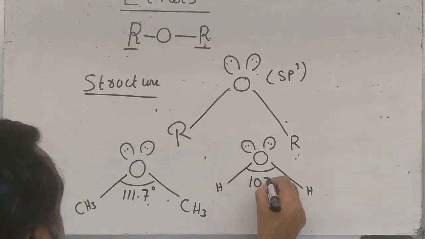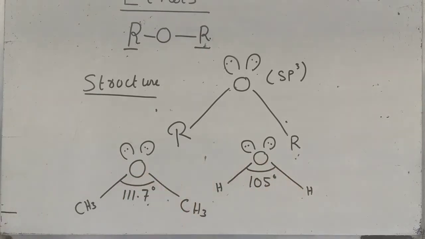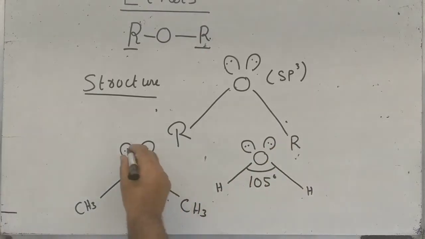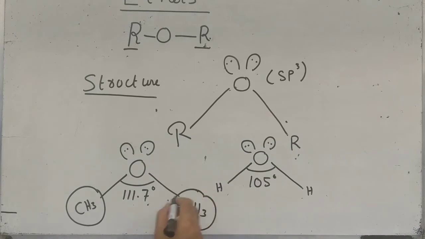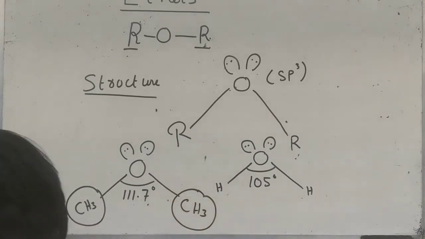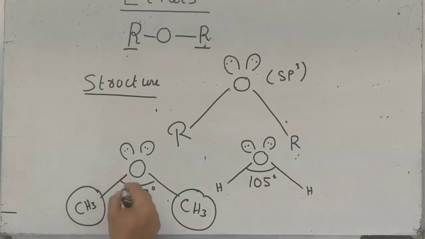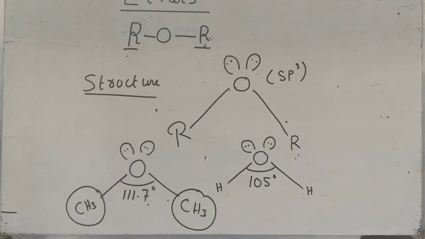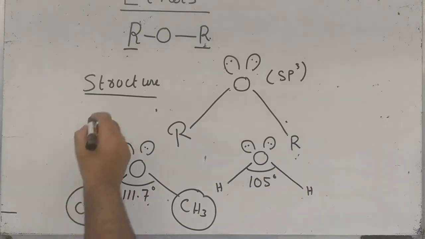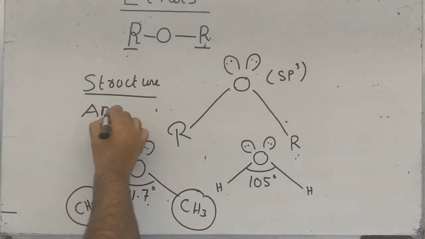Any guesses? Since water and ether both have 2 bond pair, 2 lone pair, why is the angle over here greater as compared to water? Reason being, these are the bulky groups, the big groups. They repel each other. A lot of steric hindrance. Because of steric hindrance, the angle is greater as compared to water. So basically, ethers are angular in shape.